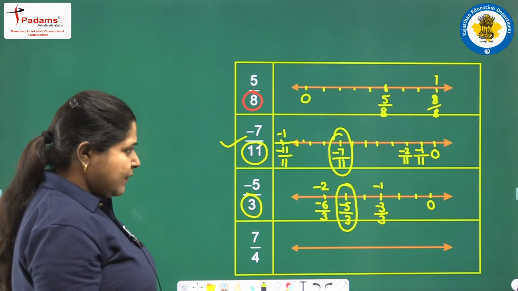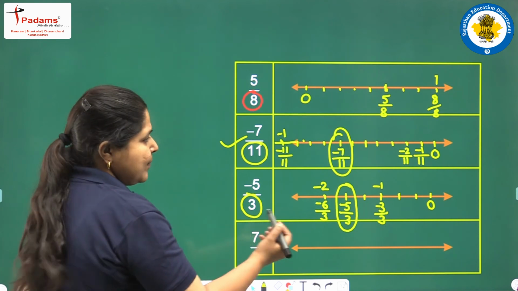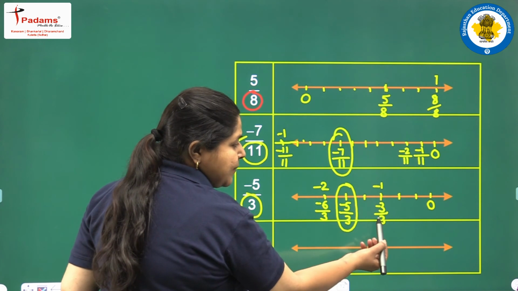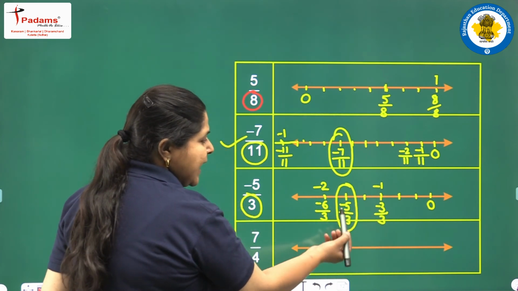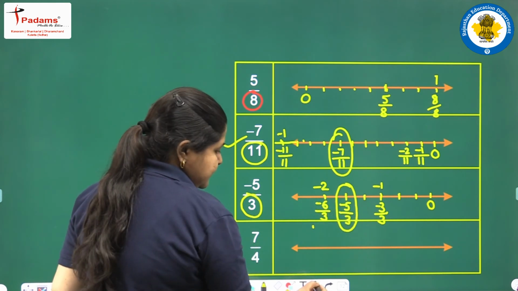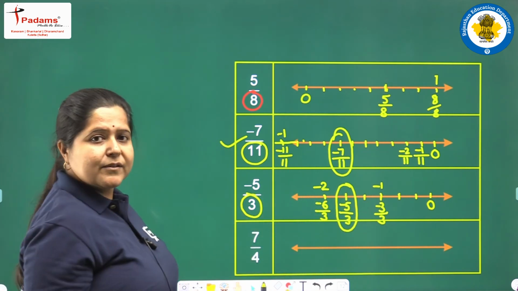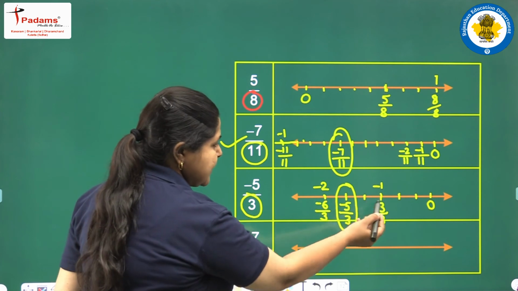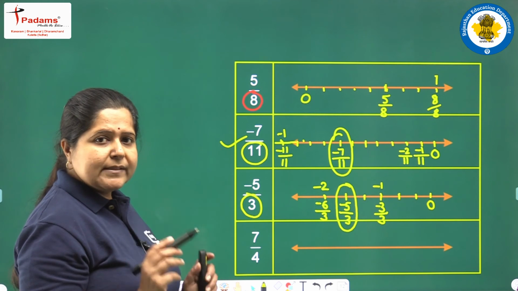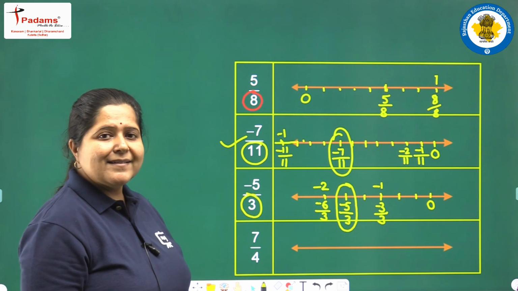I hope this is clear. Once again, we started from 0 to the left because the number is negative. This is minus 1 upon 3, minus 2 upon 3, minus 3 upon 3, minus 4 upon 3, and minus 5 upon 3. Then minus 6 upon 3. Minus 3 upon 3 is minus 1, minus 6 upon 3 is minus 2. So this number lies between minus 1 and minus 2. All the other numbers that we have discussed earlier, they were between 0 and 1 or 0 and minus 1. This is between minus 1 and minus 2.